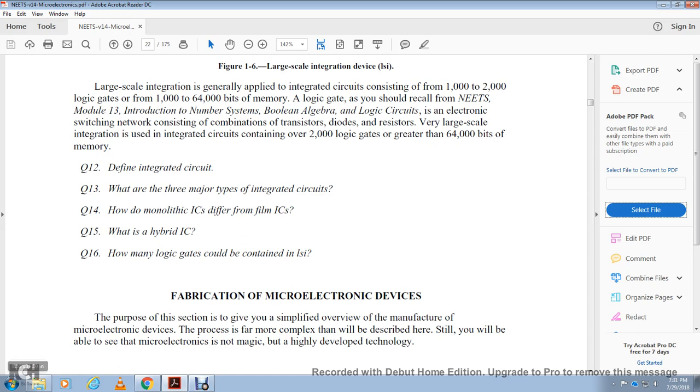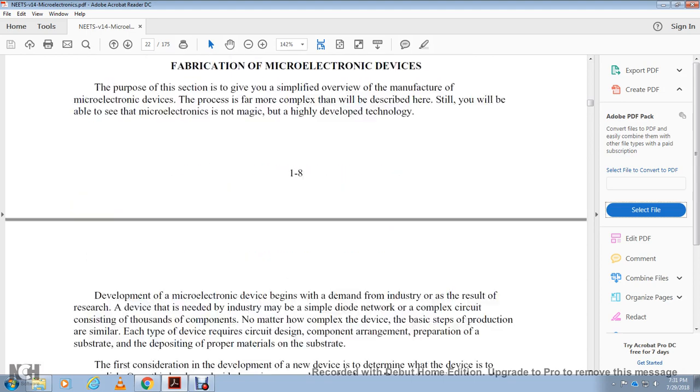Fabrication of microelectronic devices. The purpose of this section is to give you a simplified overview of the manufacture of microelectronic devices. The process is more complex than we will describe here. Still, you will be able to see that microelectronics is not magic, but a highly developed technology.